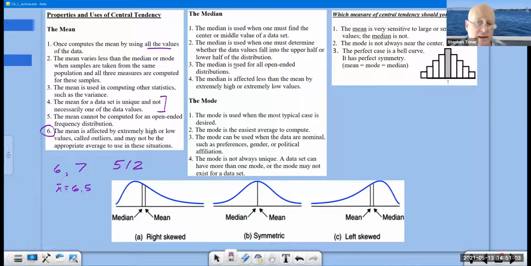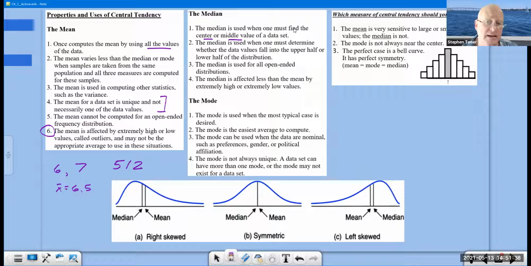The median is used when we must find the center of a data set. Usually we use this whenever the data values fall into the upper half or the lower half of the distribution, and you're trying to find out where things fall relative to the center. The median is a good value also when you have problems dealing with income, problems dealing with house values; we tend to use the median.